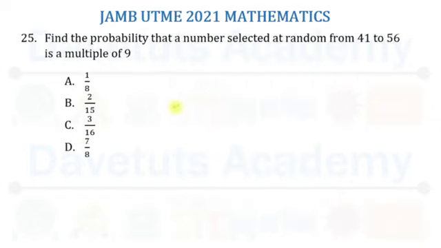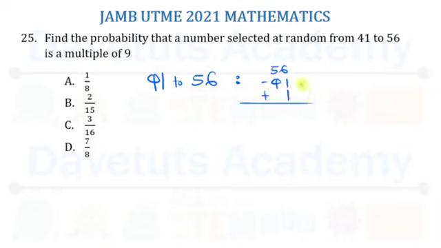All right. So here we have to find the probability that a number selected at random from 41 to 56 is a multiple of 9. Multiple of 9. 41 to 56 is going to feature 56 minus 41 plus 1 numbers. So it's like saying we are saying 56 minus 40. So that's going to be 16. So total possible selection is 16.